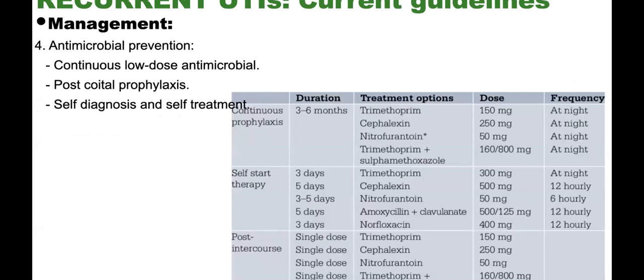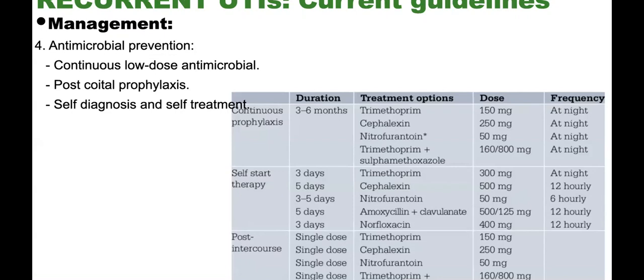And antimicrobial prevention obviously would be the next step. And we have 3 different types of ways we can give antibiotics to patients with recurrent UTIs. That is continuous low dose antimicrobials, post-coital prophylaxis, or self-diagnosis and self-treatment.